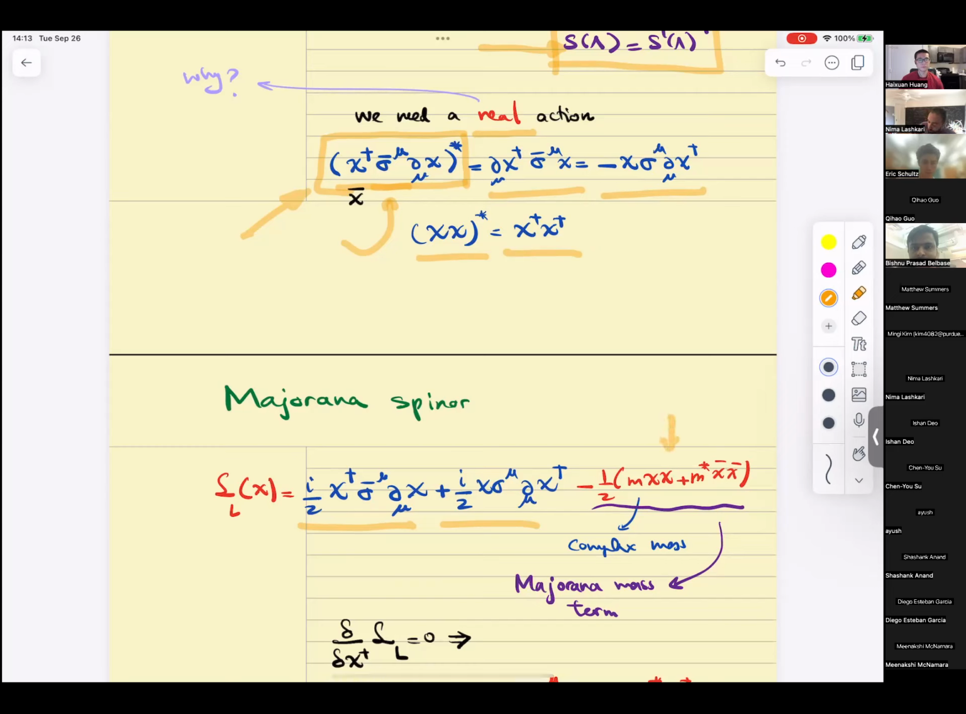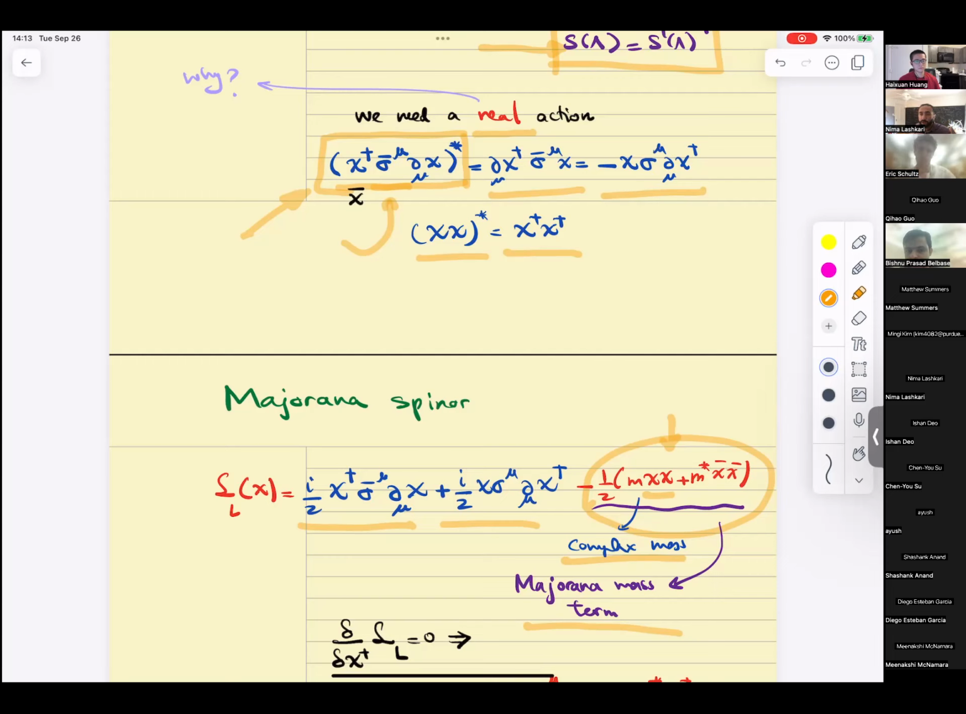And then to make sure that this term is real, you have to add m chi plus m star chi bar. Here, m is a complex mass. It's a complex variable you could have there. Such a mass term is called a Majorana mass term, and such an action describes a Majorana spinor. So the terminology could be confusing. I'll try to clarify that as we go ahead.